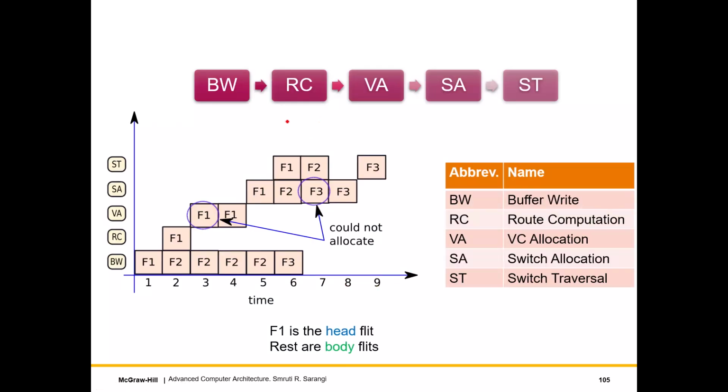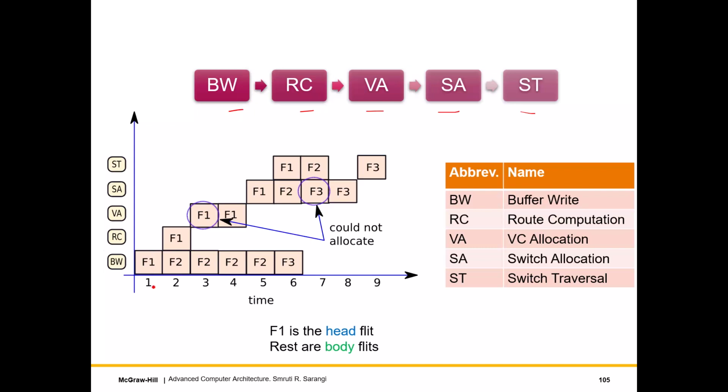So where do we stand? Let's look at where we stand. We have 5 stages: buffer write, route compute. Once I've computed the route, I allocate a virtual channel, allocate a switch port, and traverse the switch. So these are the 5 stages we have seen. Let me draw a diagram like this, where the row basically means the stage. This is slightly different from a pipeline diagram. We will see why, because in the same stage, different things can happen. So the flits are F1, F2 and F3 in a packet.